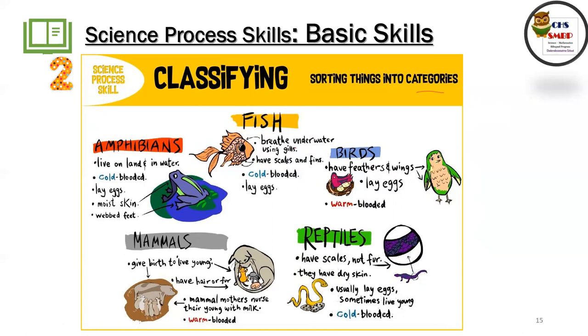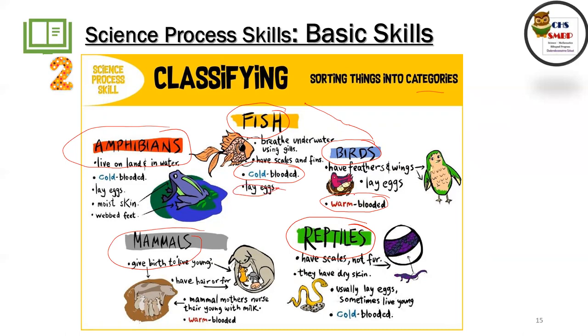Sorting things into categories. You see fish, birds, reptiles, mammals, and amphibians, right? Now, if you would like to differentiate fish from the birds, how do you do that? Fish are cold-blooded and birds are warm-blooded. So that's the difference. But fish lay eggs and birds also lay eggs. So this is a similarity.